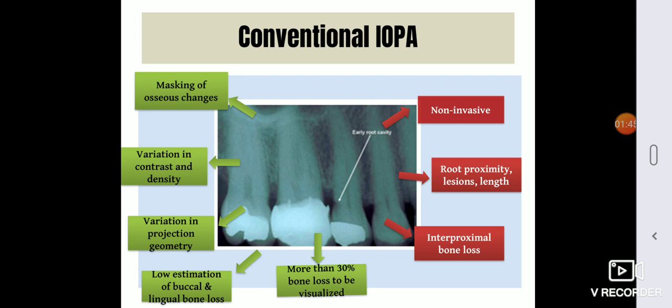Other variations exist, like variations in the contrast and density of the film. This may occur due to the difference in film processing, voltage and exposure time, and masking of osseous changes by other anatomic structures. And there has to be a substantial amount of bone loss, that is, a bone loss of at least more than 30%, so that it can be recognized in the radiographs. Therefore, conventional radiographs lack sensitivity.